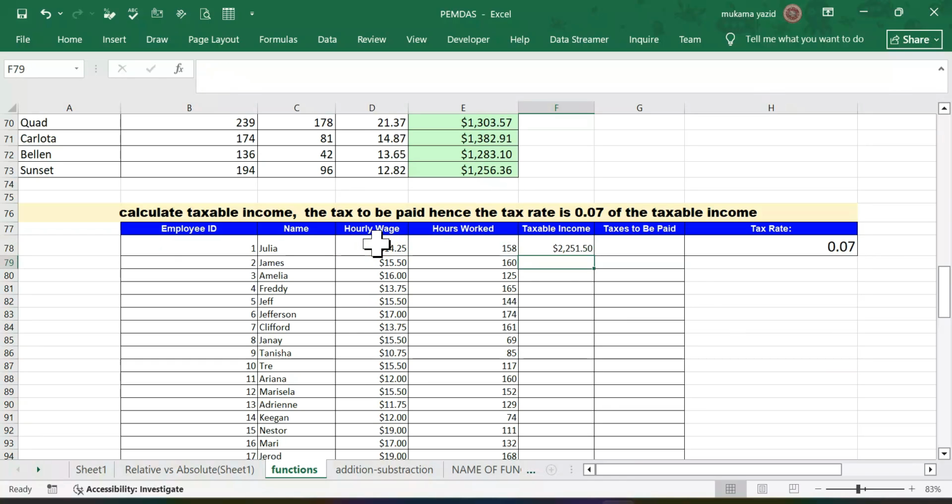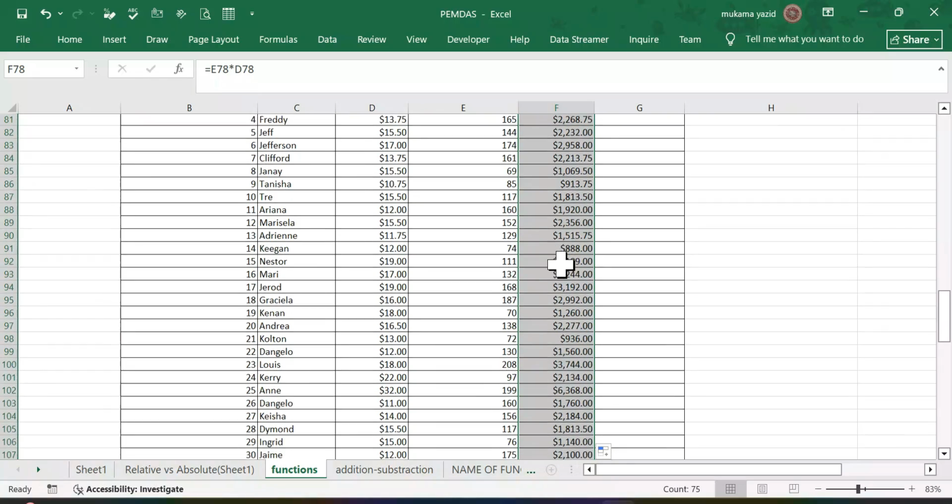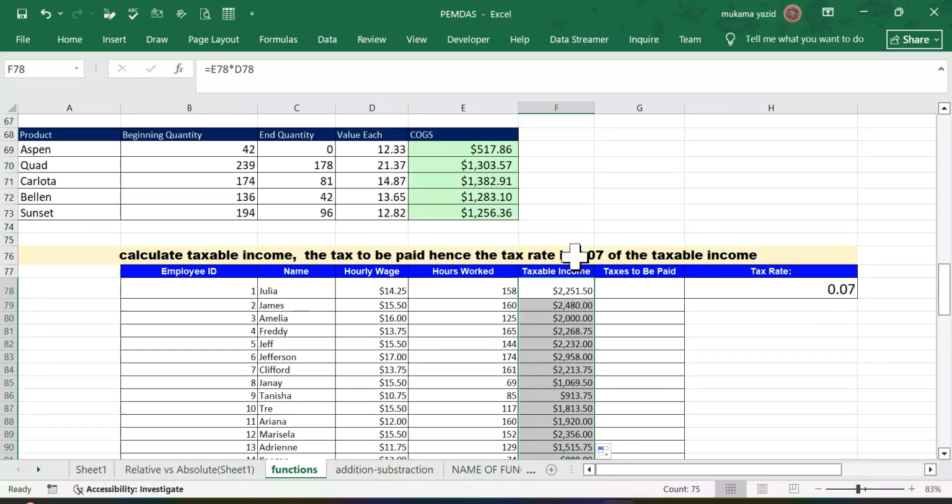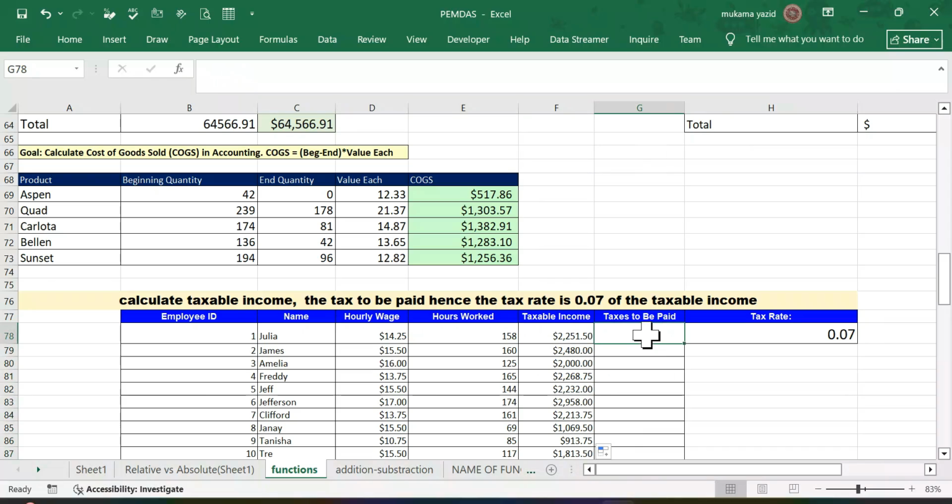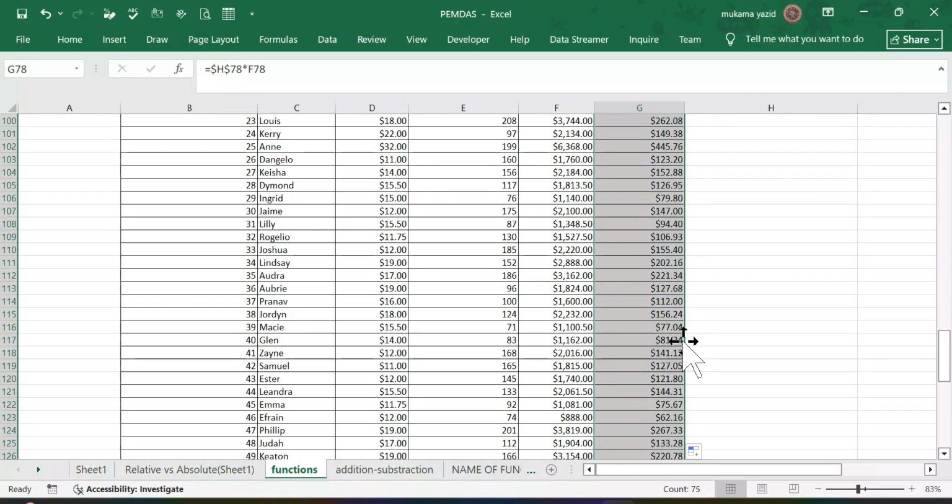I think that is it. So from there we do autofill to get the rest of the answer. But remember, they ask for tax to be paid. Tax to be paid, the rate is here. So we just say equals this, fix it. We want to get the amount, so times this by this amount. We're going to turn this into an amount by multiplying by the taxable amount. So we just do autofill to get the rest of the answer.